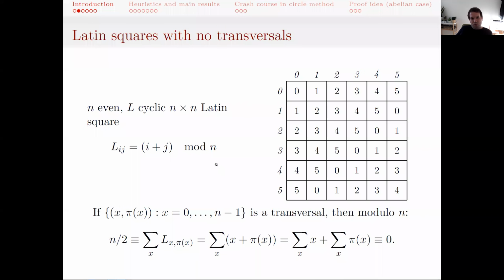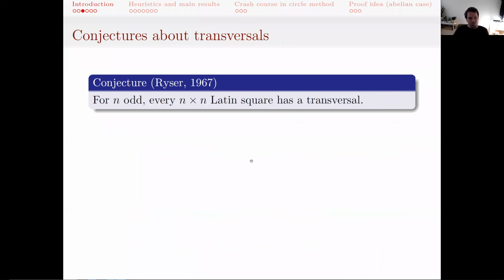Okay, so this shows you that it is possible for n even that an n times n Latin square doesn't have a transversal. Obviously the question is, what about odd n's? It's actually a very well-known open problem to prove that for n odd, every n times n Latin square has a transversal. This has been an open problem for more than 50 years, and I think I can safely say that we are not close to solving it.